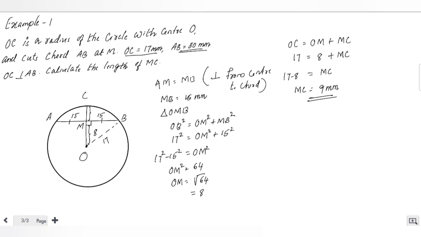All right, guys, I'm stopping here, and in my next video you can see another theorem, that is angle at the center is 2 times angle at the circle. I will prove that one, and if possible I will do one example in that video.